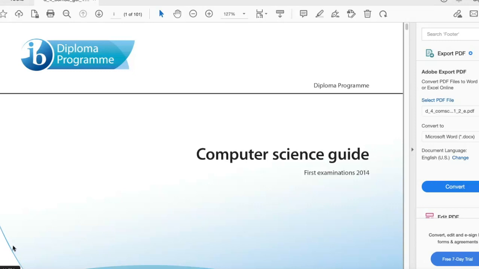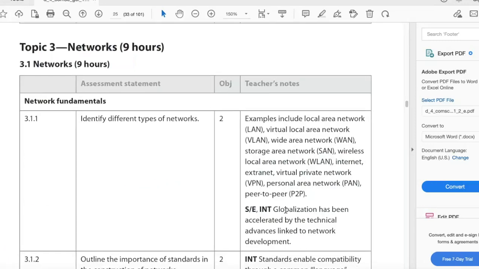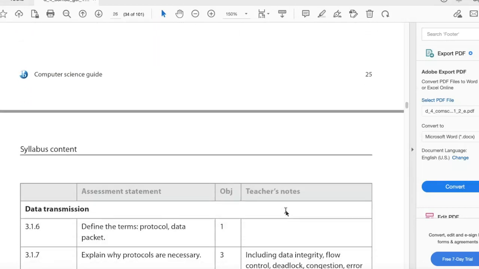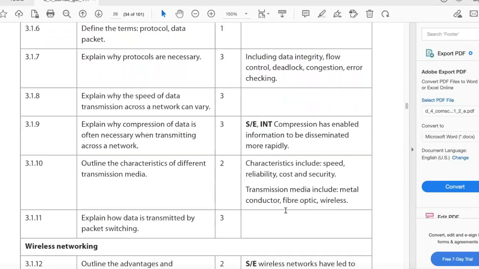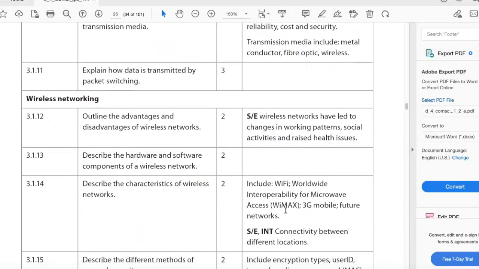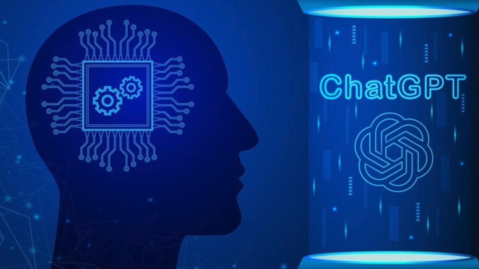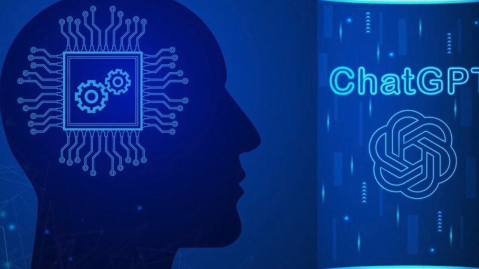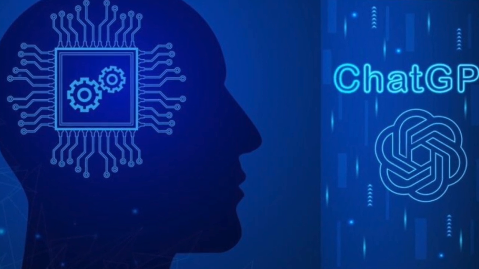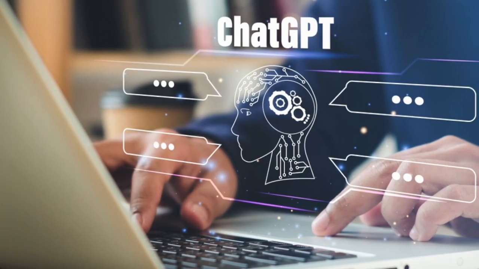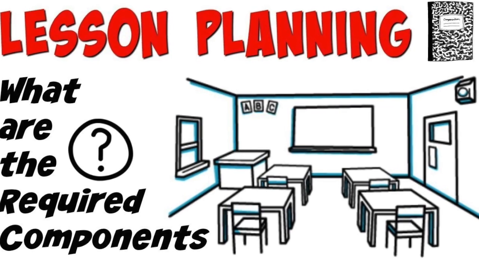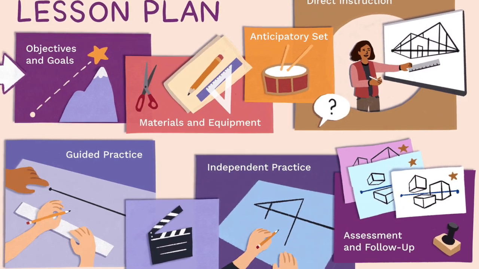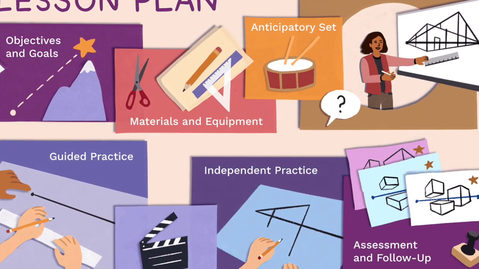For demonstration purposes, I have chosen a topic from my computer science course of the IB Diploma Programme, and I will try to create a lesson plan taking into account the prescribed topics in the subject guide. As we all know, ChatGPT is an artificial intelligence program, and it works better when we provide more and more parameters as input. To create the lesson plan, we need to first list all the important elements that we would like ChatGPT to know about.